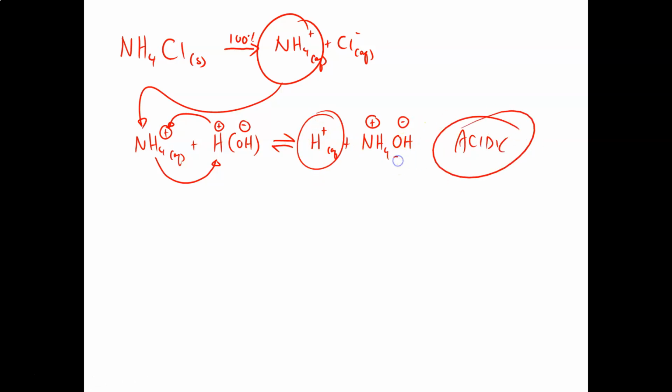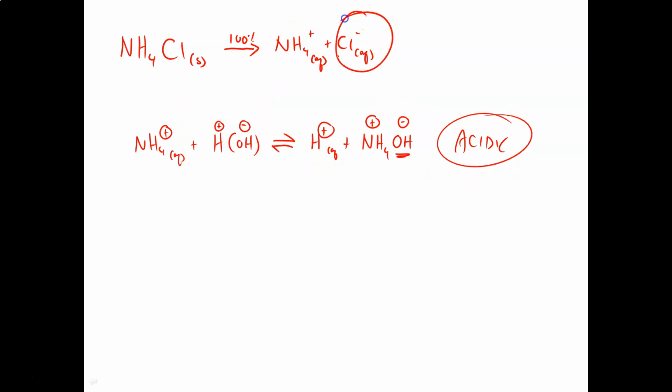Now, some students ask, there's a hydroxide over here. Why doesn't that make it basic instead? Well, if you take a look at this, ammonium hydroxide, it's not a strong base. Only group 1 and group 2 hydroxides are considered to be strong. So this hydroxide is still stuck to the ammonium. It's not free floating. It doesn't affect the pH concentration in the solution. However, the H plus is free to move around, and that is what affects the pH and makes it acidic.